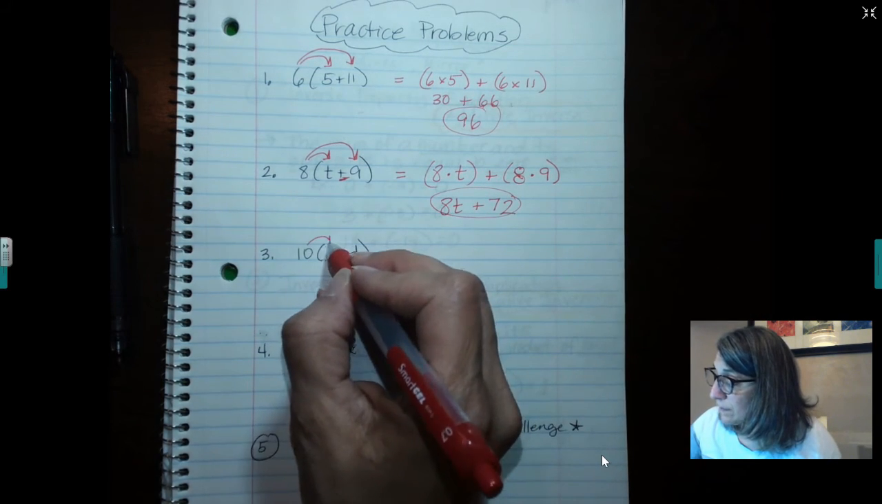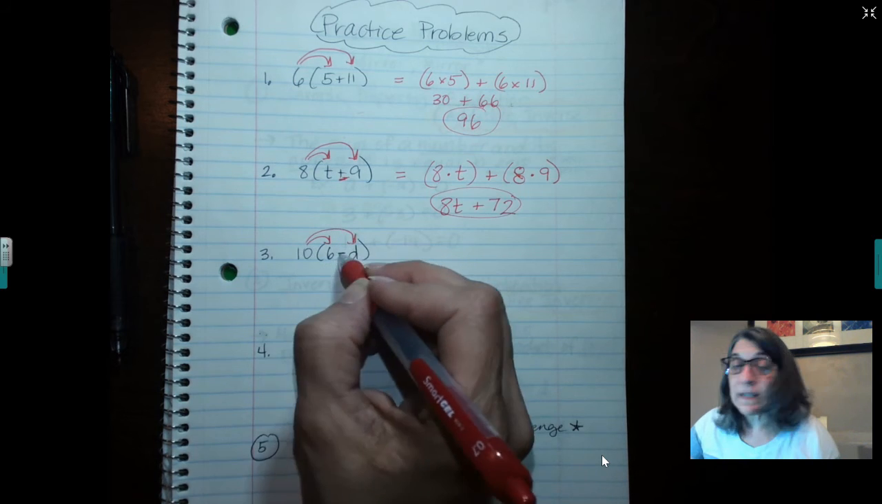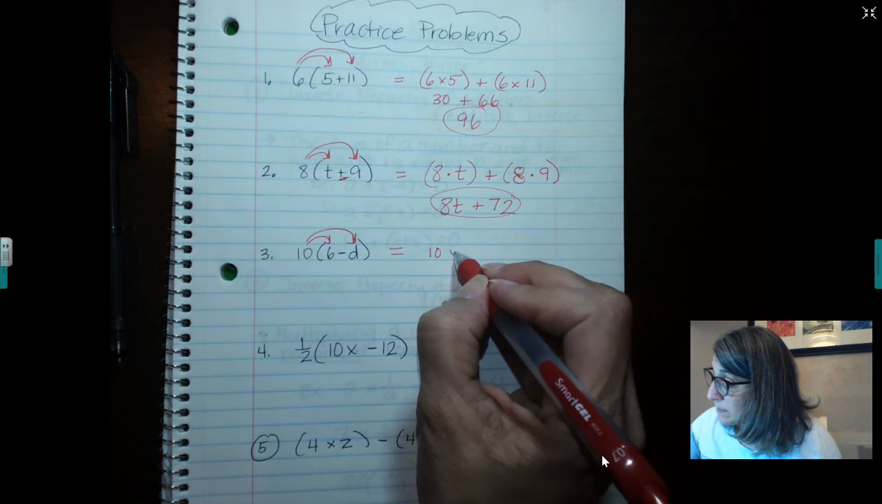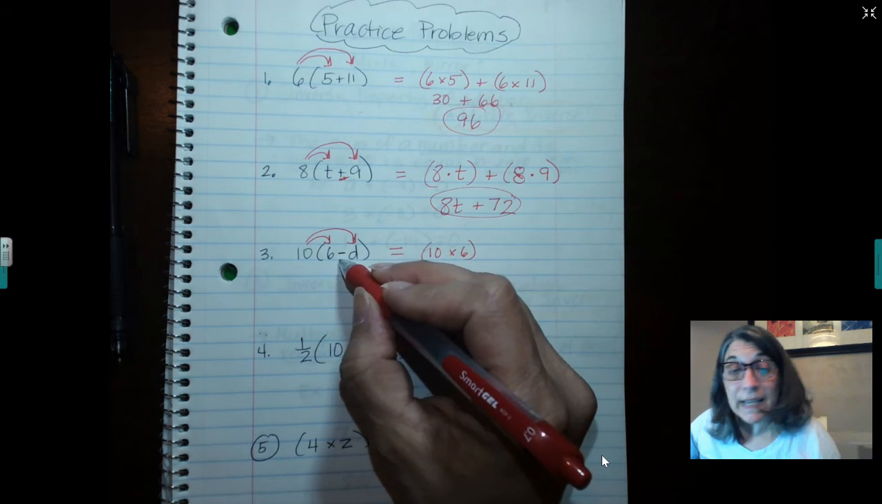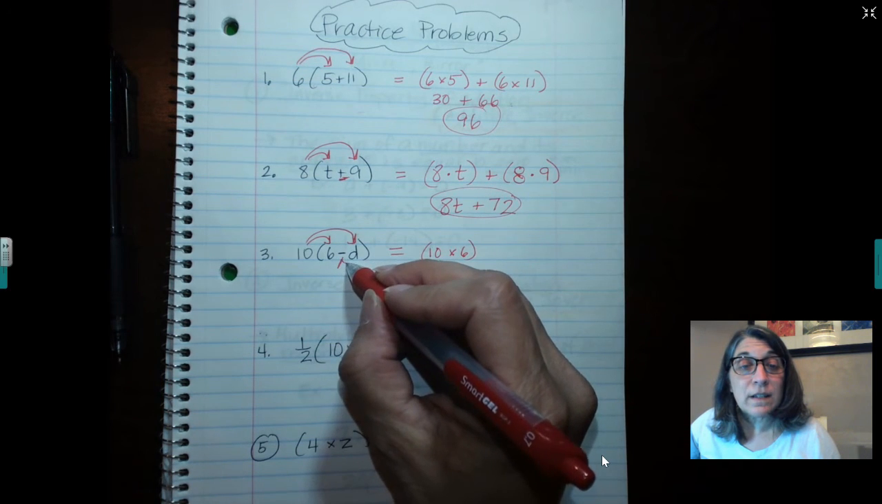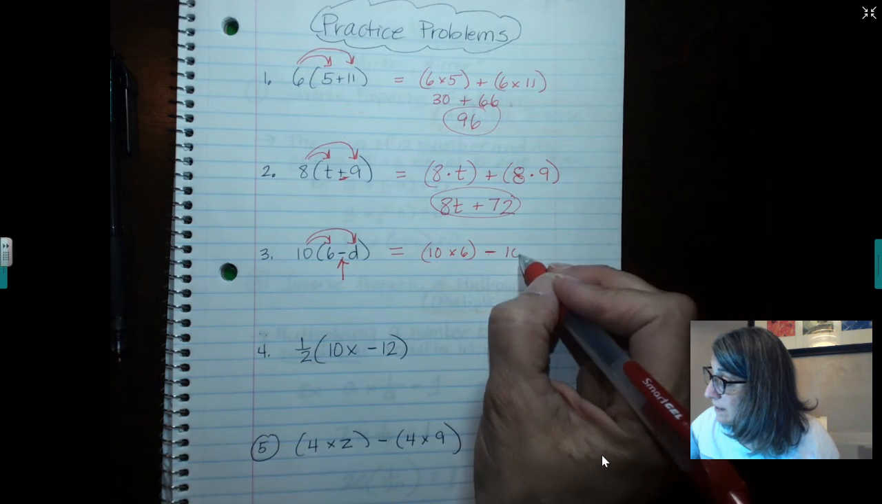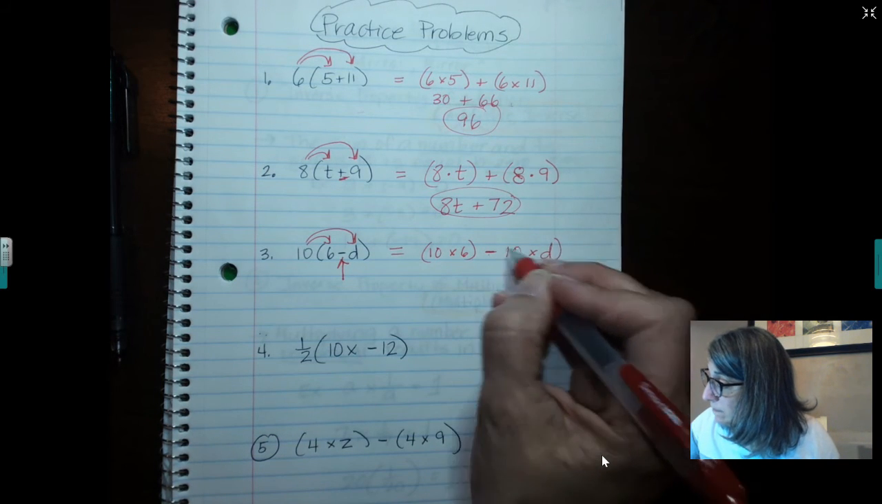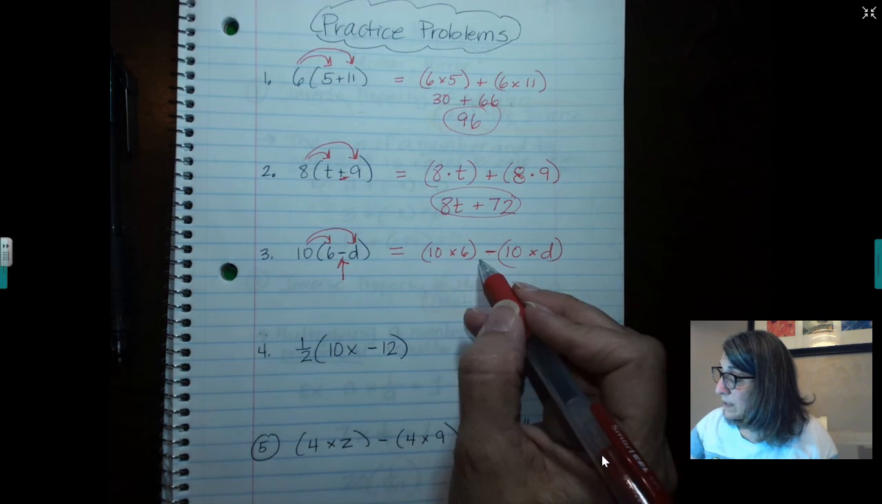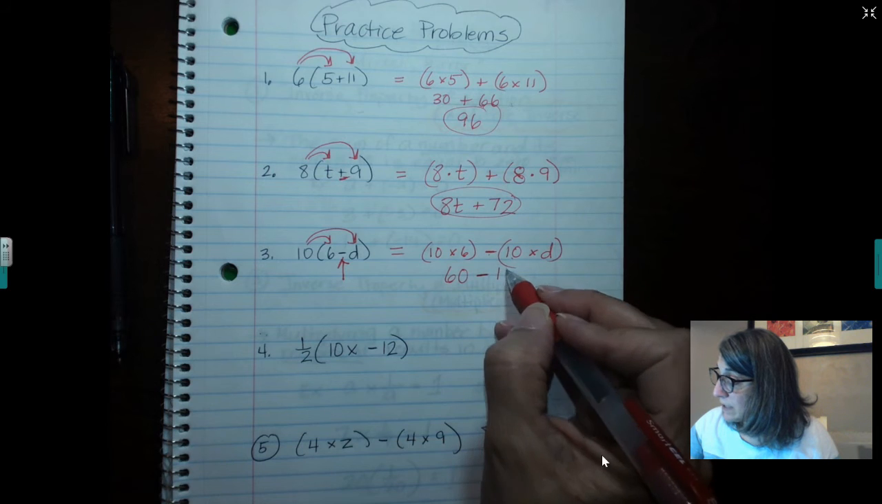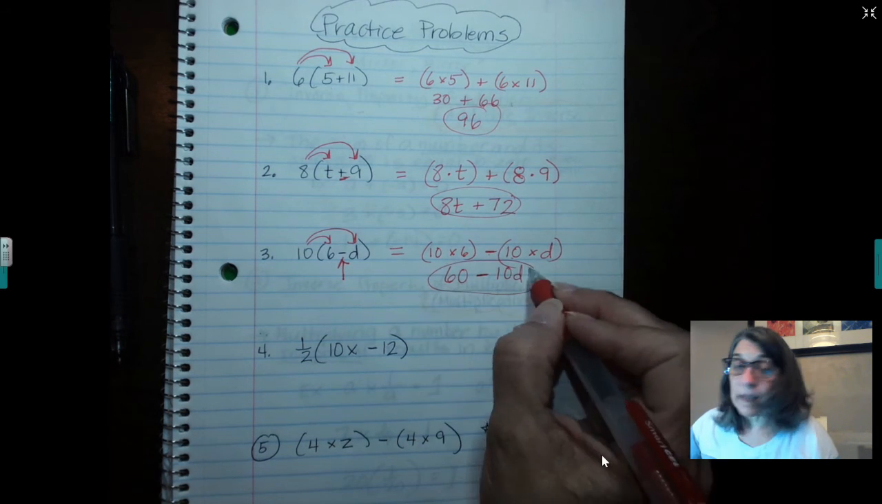Okay, let's do some more. Remember, we're going to do 10 times each number inside the parentheses. Expand it out. 10 times 6 minus, this one's subtraction. Did you notice that? Minus 10 times d. Okay, so 10 times 6 is 60, minus 10 times d is just 10d. So that's it. That's all you can do.